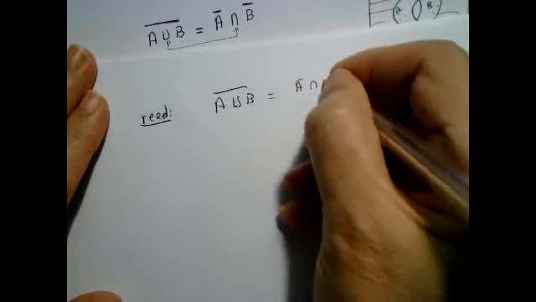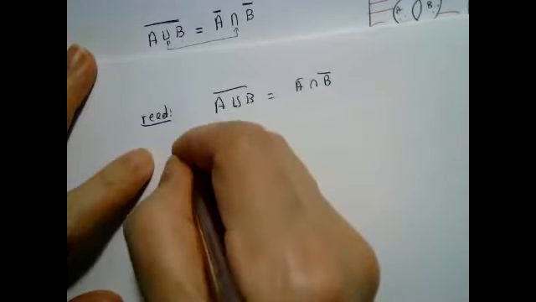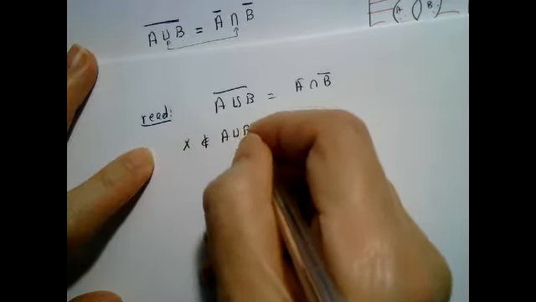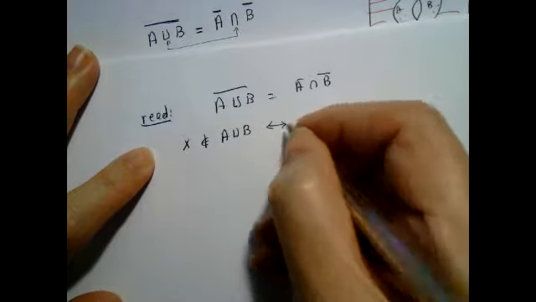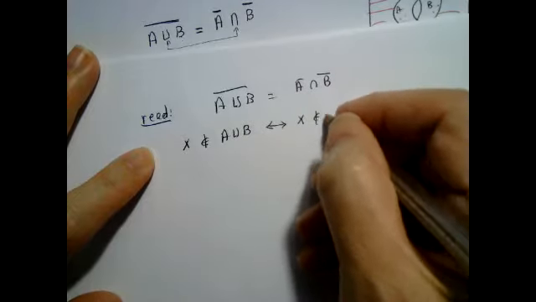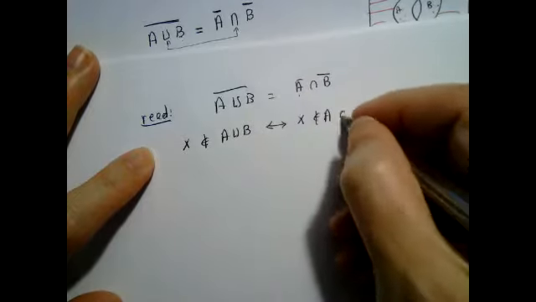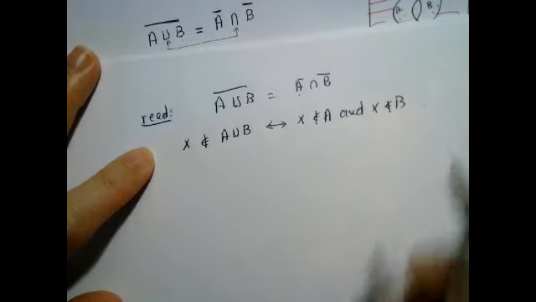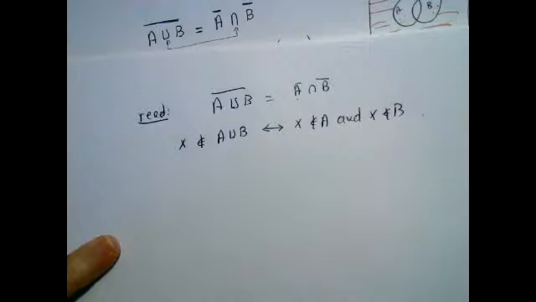This reads the following. X is not in A union B means X is not in A and X is not in B. So that's how we can avoid the union.